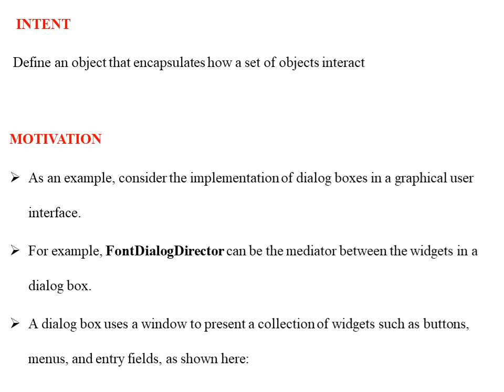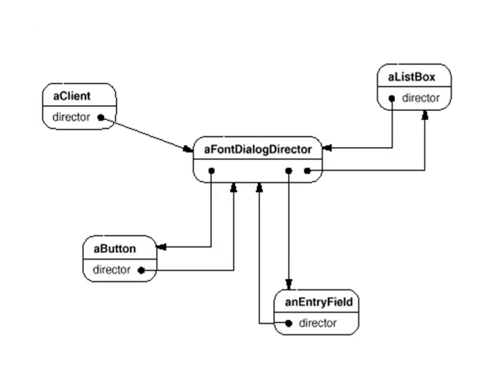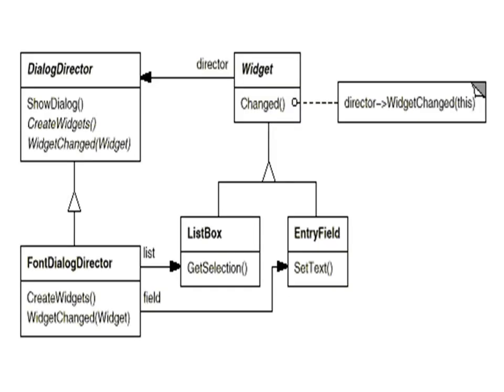The dialog box uses a window to present a collection of widgets, which are buttons, menus and entry fields, etc. All this comes under the motivation. See the diagram here. The font dialog director acts as a mediator which defines a number of buttons, entry fields and list boxes; those objects interact with this font dialog director. This is the example.